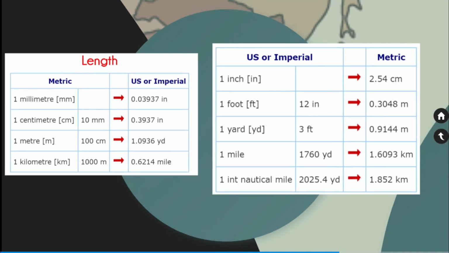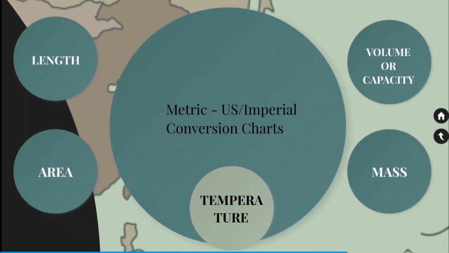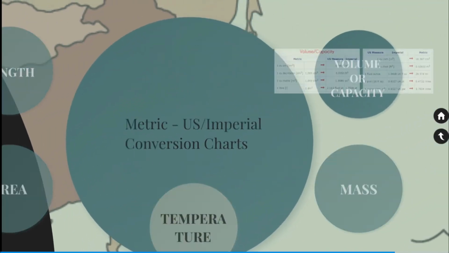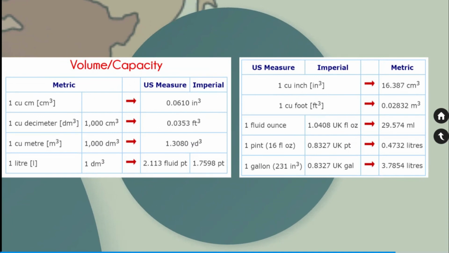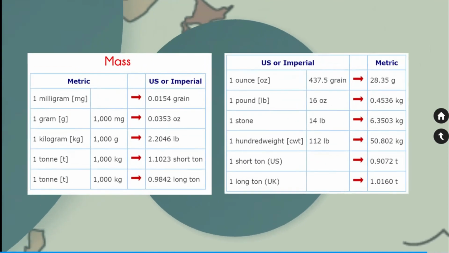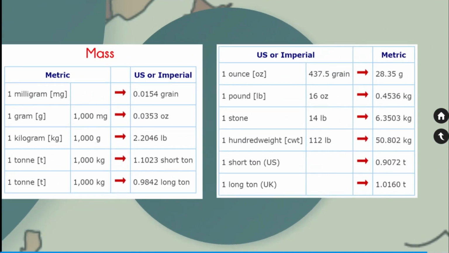Look closely to understand the relation between millimeter, centimeter, inch, feet, yard, etc. This is the conversion chart for area, which shows the relationship between centimeter square, meter square, feet square, yard square, acre, etc. Next is volume or capacity units. It shows the comparison between centimeter cube, meter cube, liter, ounce, gallon, etc. This is the conversion chart of mass. It shows the relationship between gram, kilogram, ton, grain, ounce, pound, etc.